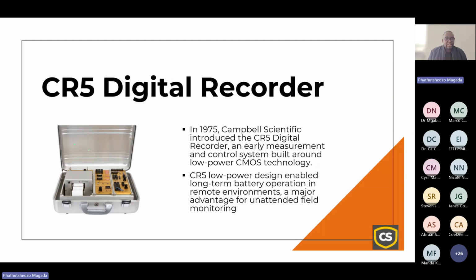On this slide, this is a demonstration of the first data logger that was founded by Campbell Scientific in 1975. This is a low energy data logger which was developed on the technology called complementary metal oxide semiconductor. So it is portable and is able to be deployed in the field for a long time due to its ability to not consume a lot of energy.